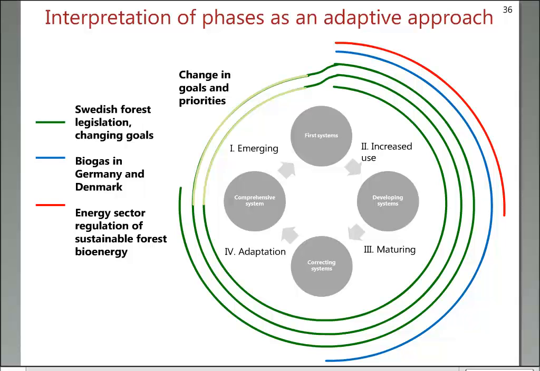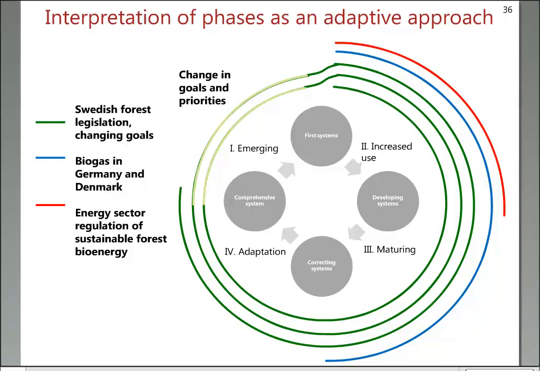If we look at the two biogas studies, we could maybe say that we've got the first systems in place, and the systems are still developing, and we've reached the phase now where those systems are being corrected, and maybe entering a more comprehensive system. The monitoring systems in Germany are still being developed to be comprehensive of the situation.